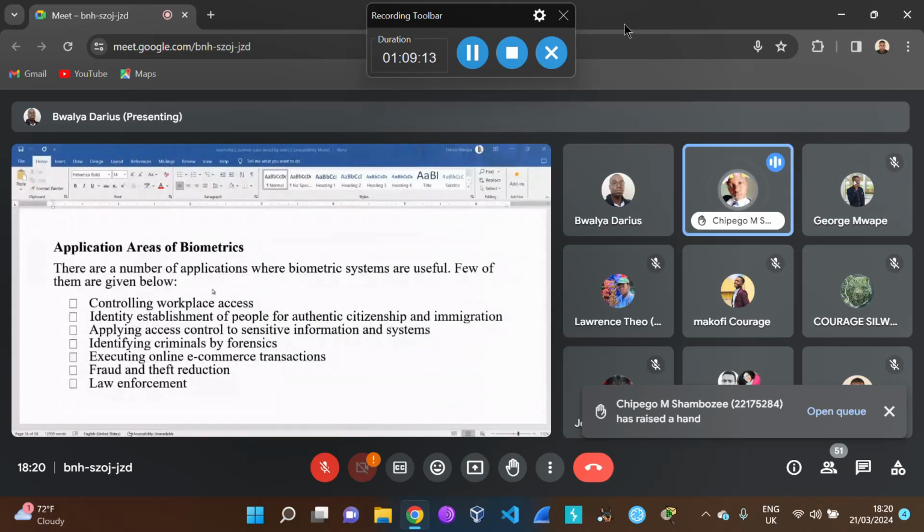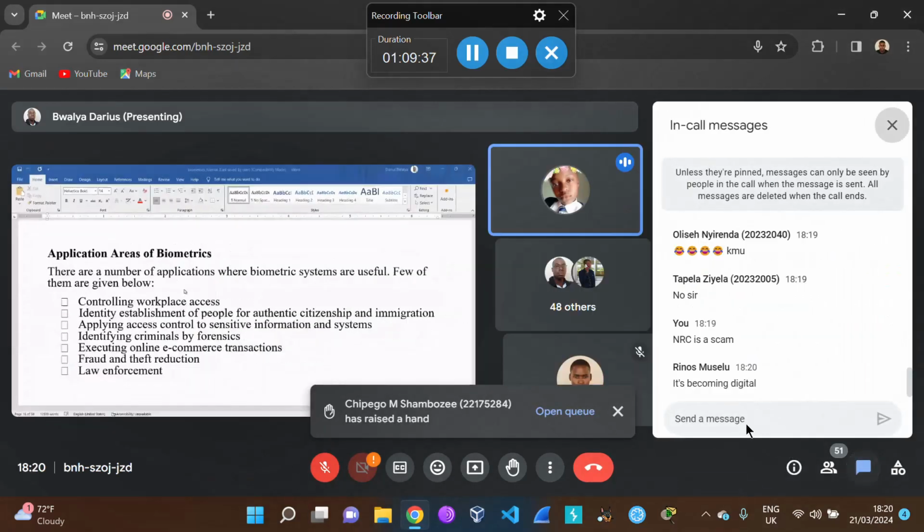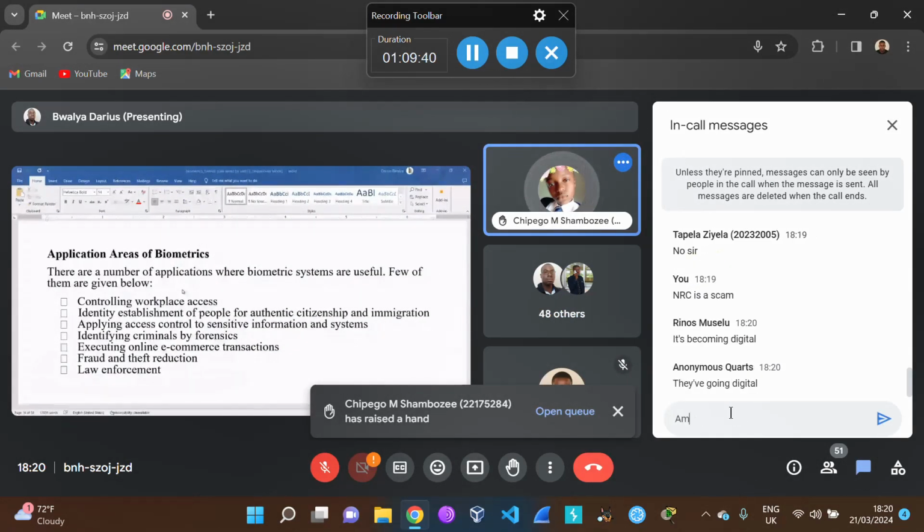NRCs, previously, used to be documented in folders and files, but now it's biometric. It's fingerprint, then they give you a card. I'm not sure about this, but when you go to certain companies like NAPSA, they already have that information there. You just go with your NRC, and they're also restricting fraud, where people used to lose their NRCs and then go and get another one without paying.